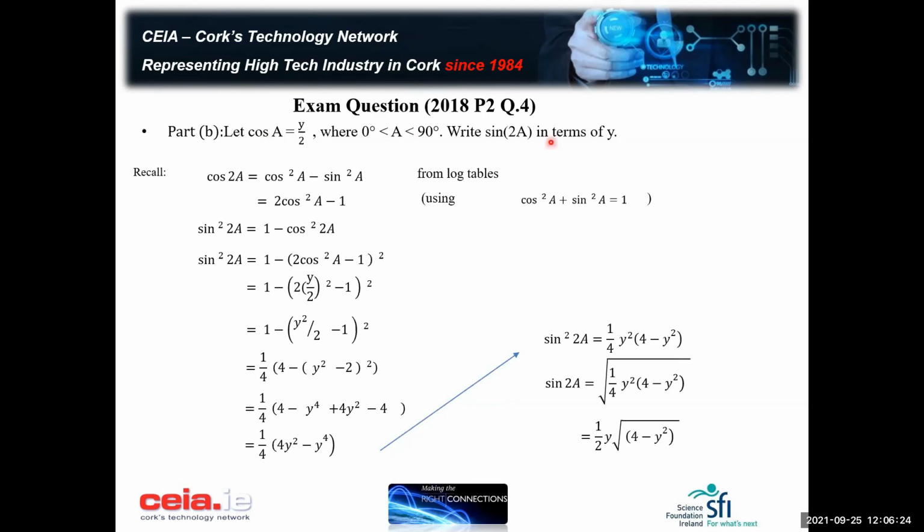So the brute force approach is, well, we want to write sine 2a in terms of y, but y is effectively twice cos a. So we want to express sine 2a in terms of cos a. And how do you do that? Well, first of all, you can express cos 2a in terms of cos a using the double angle formula as before.